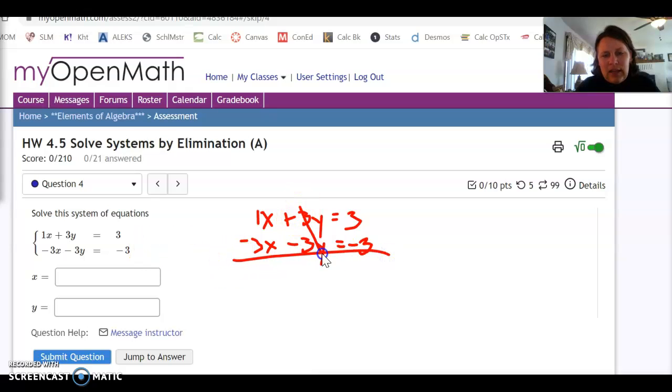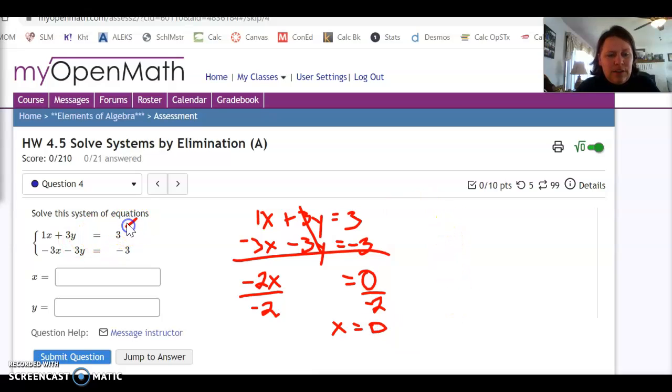Our y's are going to cancel. We will end up with negative 2x here. And over here on the right-hand side, we're going to end up with a 0 again. It's okay. We can leave that 0 there. Okay. So 0 divided by negative 2 is still 0, so we end up with x equals 0.